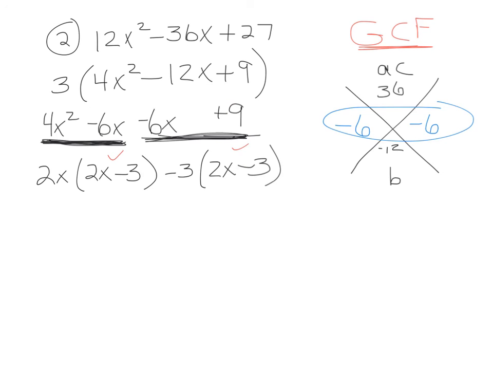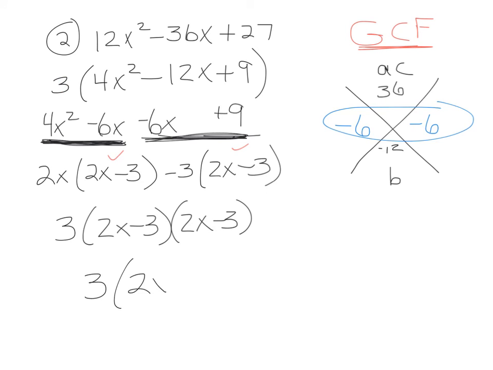So I bring down this 2x minus 3. That matches. And what's left is another 2x minus 3. And then don't forget this GCF at the beginning. Bring that down too. And then a better way to write this would be 3 times the quantity 2x minus 3, and then that quantity is squared.